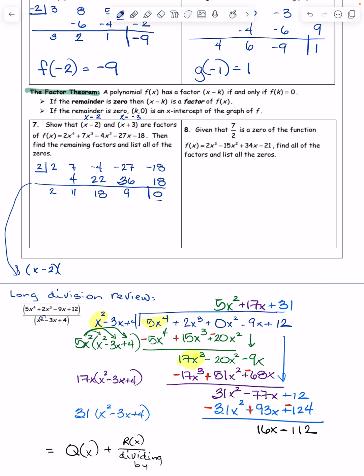What I have left from the coefficients at the bottom is 2x to the third plus 11x squared plus 18x plus 9. Now, when I go ahead and check to see if x plus 3 is a factor, I am not going back up to the beginning. I'm going to use this reduced equation, right?